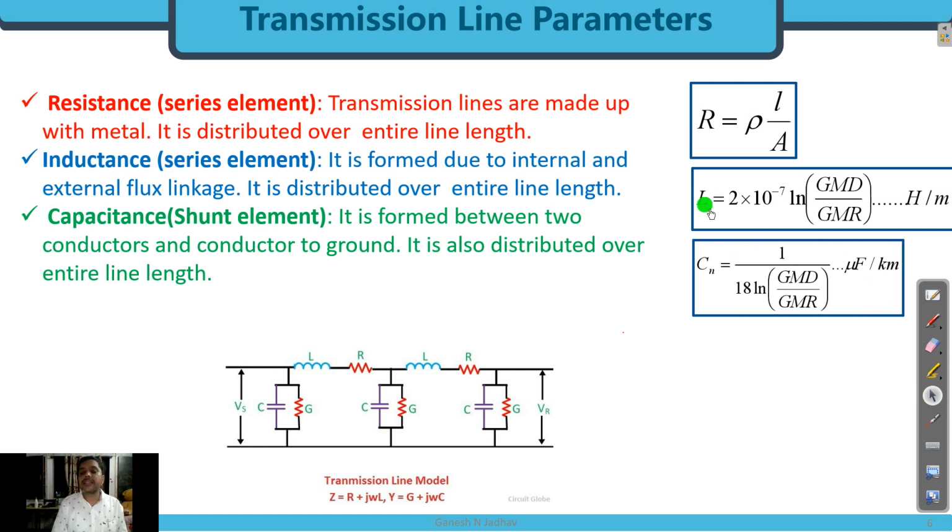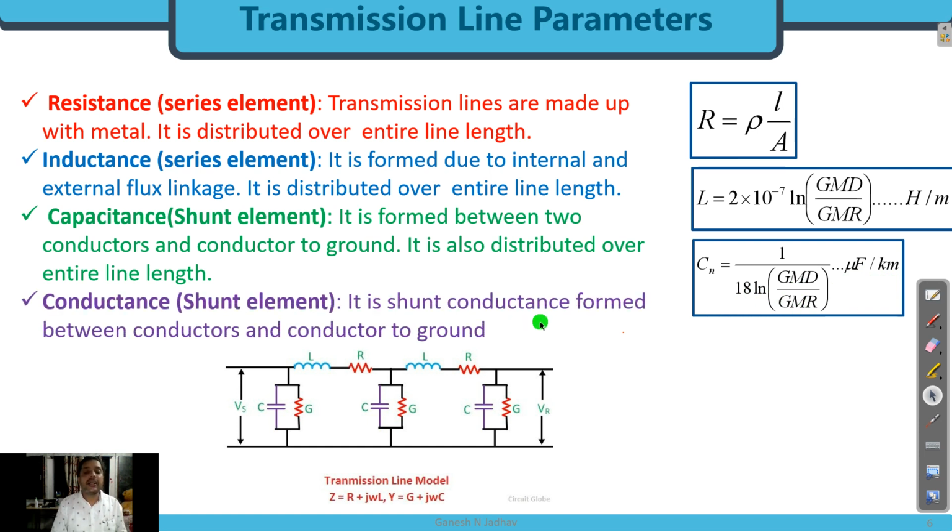The capacitance with respect to ground or neutral is calculated as Cn = 1 upon 18 natural log of GMD upon GMR microfarad per kilometer. This is the value of the capacitance.